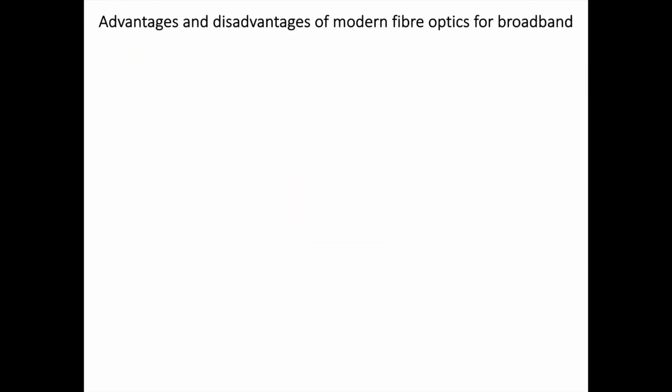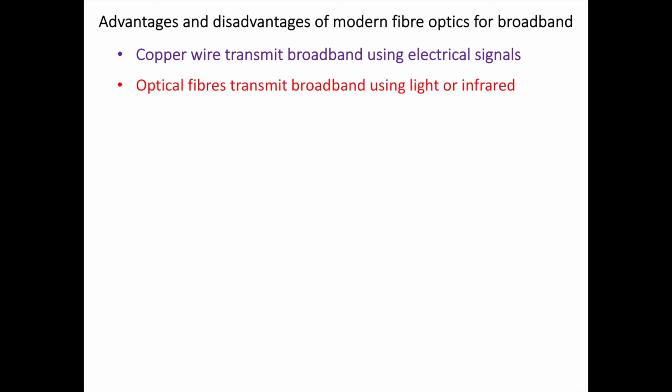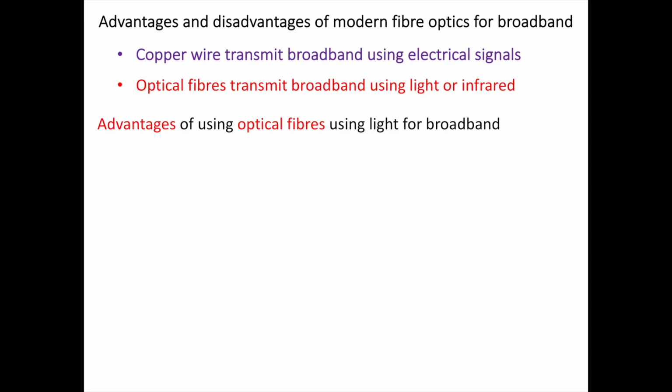Now, we know that modern fibre optic cables are much better than the old-fashioned copper wires for transmitting broadband. But why? Well, to understand this, you need to remember that copper wire transmits broadband using electrical signals, and optical fibres transmit broadband using light or infrared. So what are the advantages of using optical fibres rather than copper wire? You'll notice in each of these, we're going to be stating a fact and then saying why it's an advantage. This is called a linked pair, and this is how you need to answer questions in your exam.